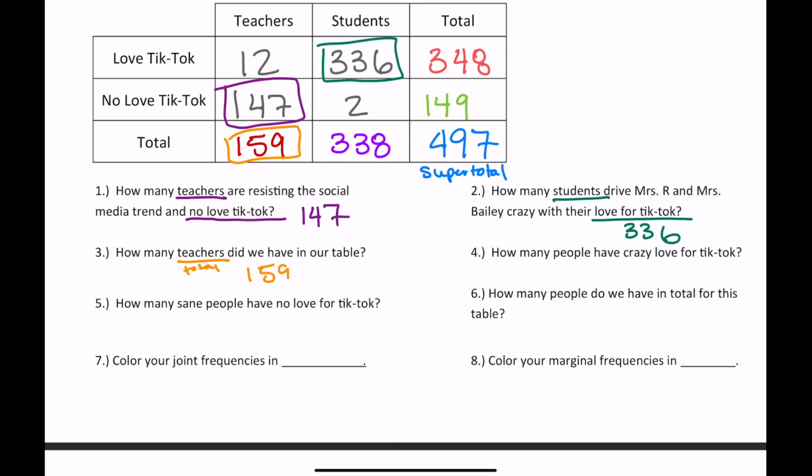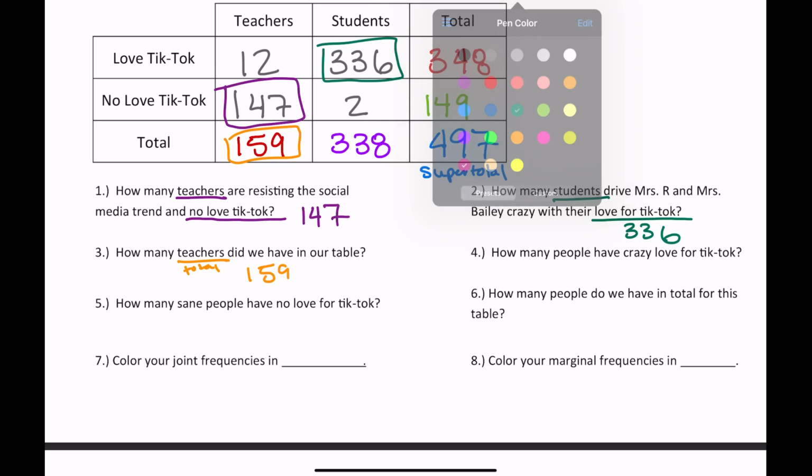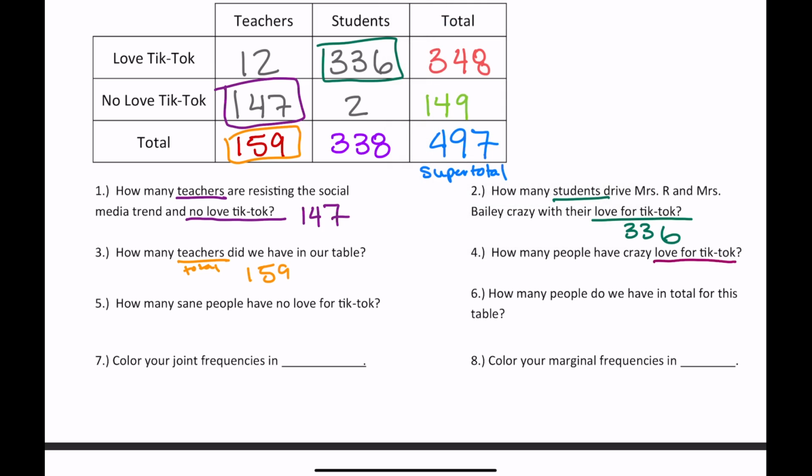How many people have crazy love for TikTok? I'm trying to pick colors I haven't used. So we're figuring out the total for the love for TikTok. The total for the love for TikTok is this row here, 348. You have to look across. You've got to look across for that love for TikTok.